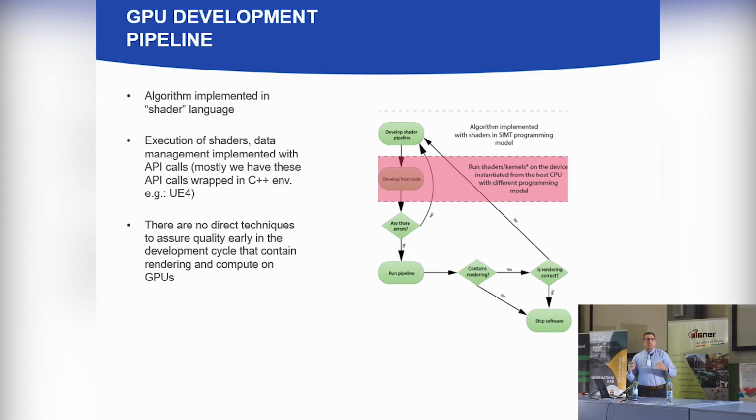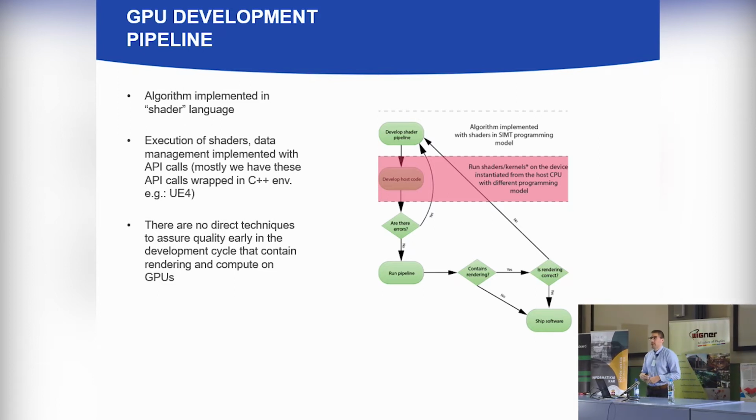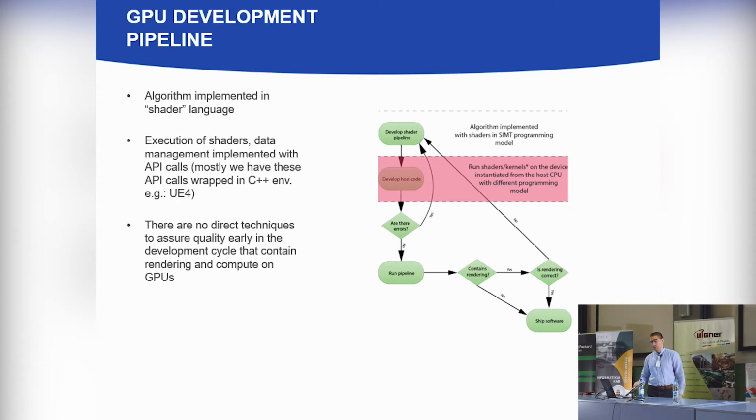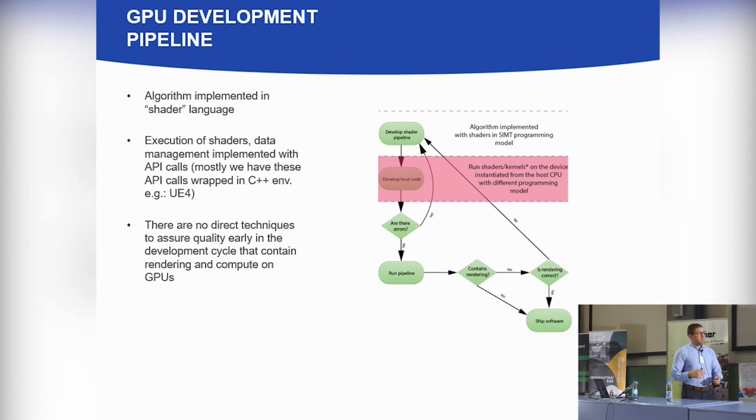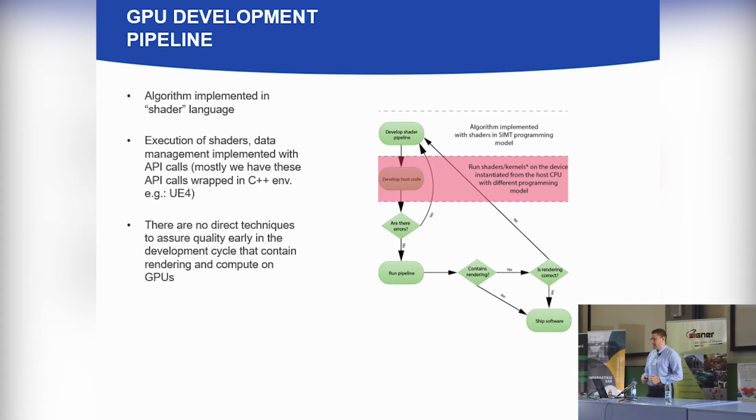So basically, when we think about an algorithm which solves a problem, most of the time it cannot directly fit into the GPU. It needs to be sliced down in such a way that it fits onto the CPU and the GPU, and they need to communicate with each other and execute the algorithm to solve the final problem. This is all good and nice, but the biggest problem is that there are no direct techniques to assure quality in the early stages of the development cycle when the solution contains graphics and compute as well.